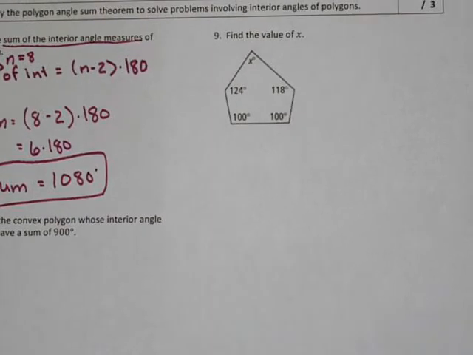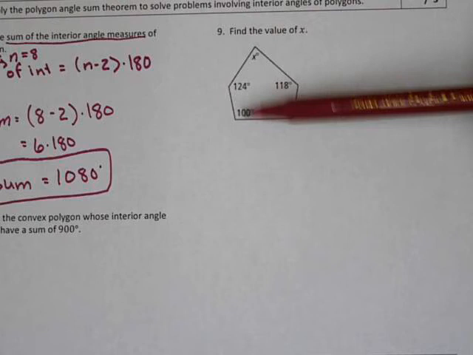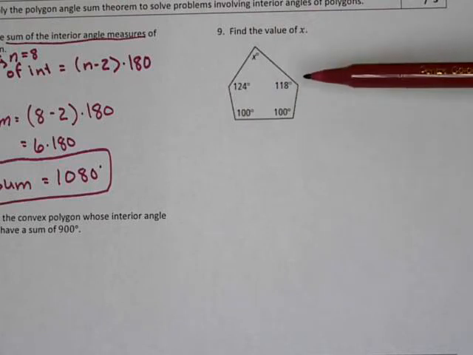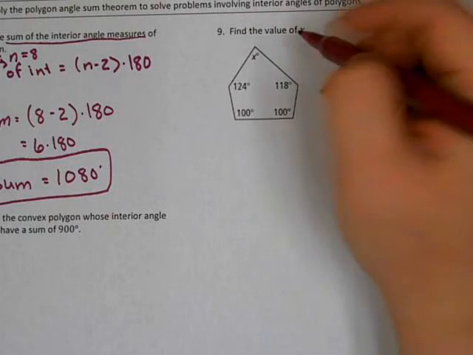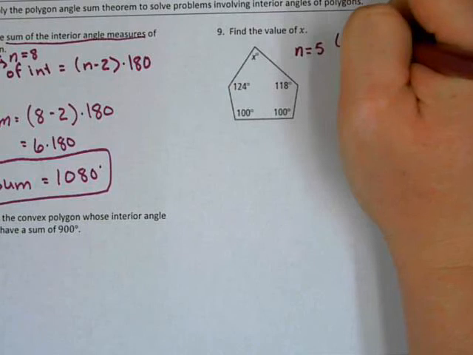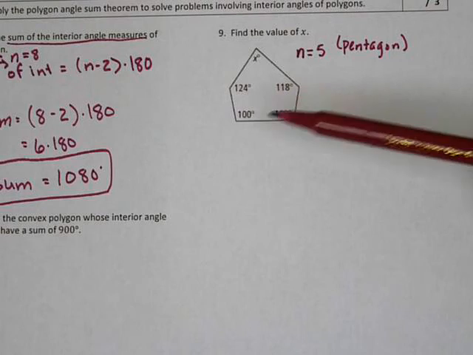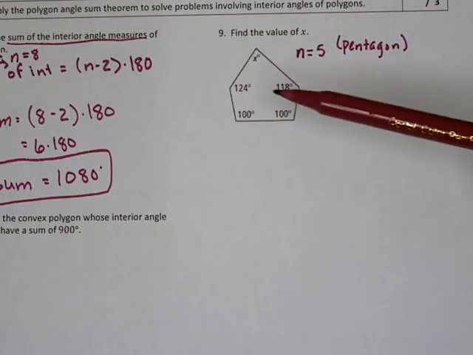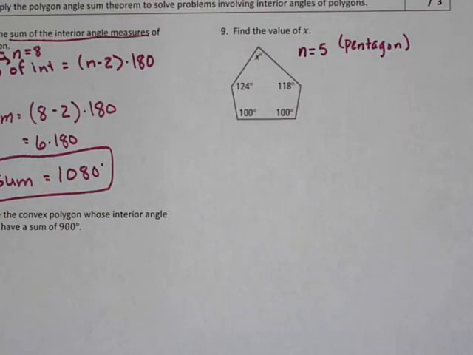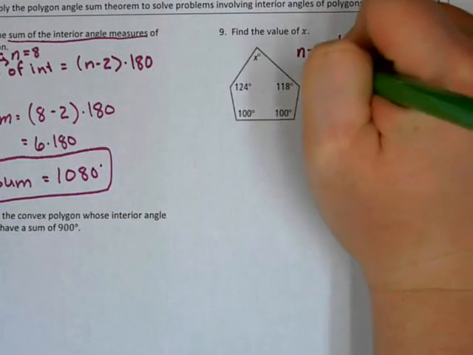Question 9. We're finding the value of x, and when we look at this figure, x is an angle inside of this polygon. You should be able to look at it and know that it is a pentagon because there are 5 sides. We're given 4 of the angles inside of the pentagon, and we're looking for the 5th. So this is kind of a two-part question. The first step, before we can even start to solve for x, is to find the sum of the interior.